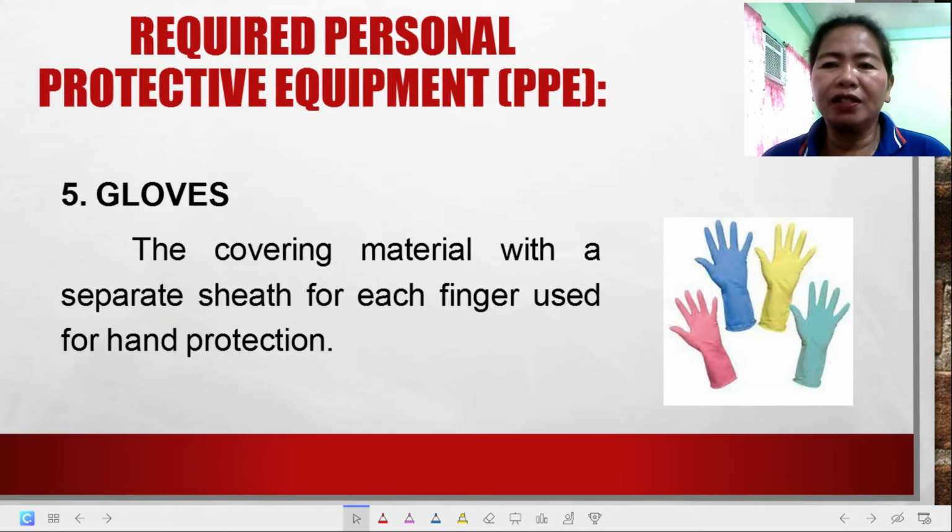Number 5 is the gloves. The gloves is the covering material with a separate sheath for each finger used for hand protection.